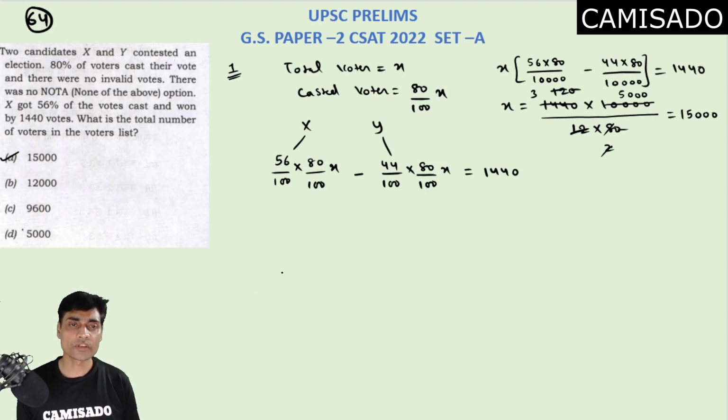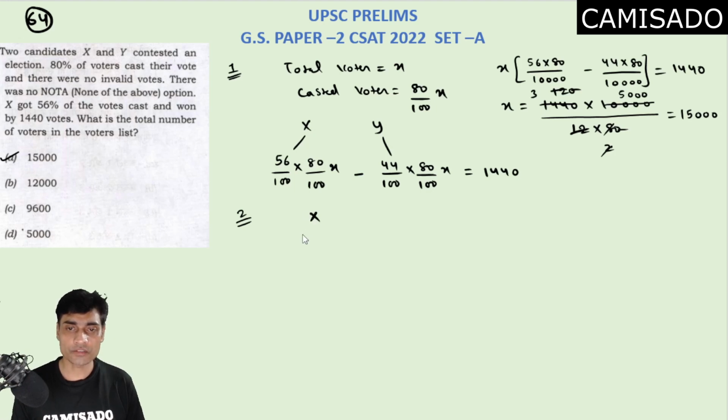Now another method is also there. You need to know that, then you can also solve using that method. So the method is basically in 80% of the casted vote basically.